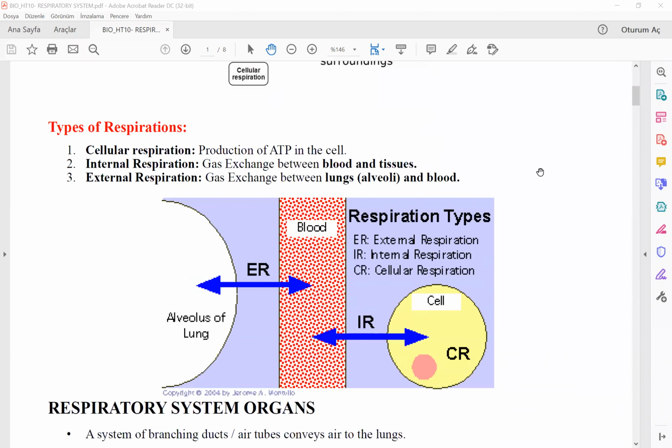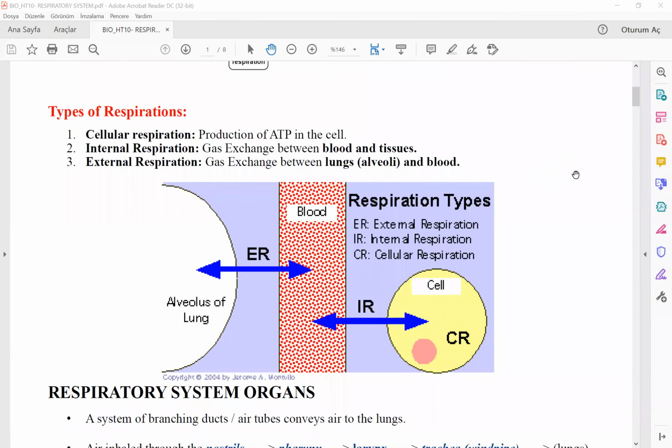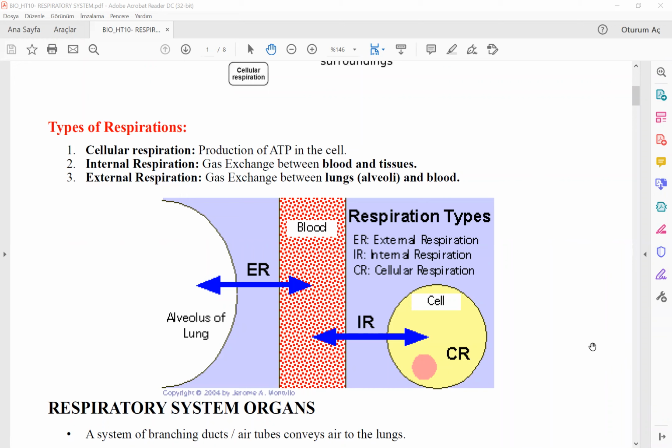Okay, let's talk about the types of respiration. Actually, there are three types of respiration. Cellular respiration occurs inside the cell, and there are three types of cellular respiration: aerobic respiration, anaerobic respiration, and fermentation. And the main purpose of cellular respiration is to produce ATP, the energy molecule, from the food. It can use oxygen or work without oxygen.